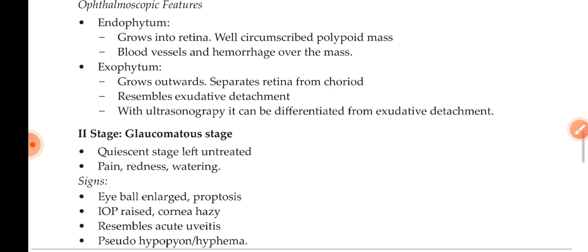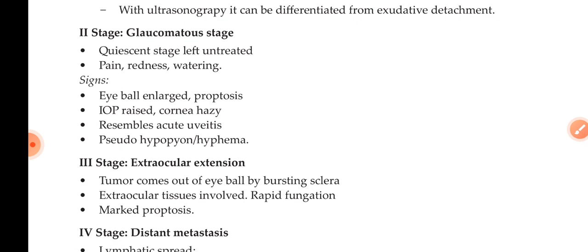Next stage will be the glaucomatous stage. After the quiescent stage, we will get the glaucomatous stage. When the quiescent stage is left untreated, there is pain, redness and watering. Signs: the eyeball is enlarged and proptosis is seen. Intraocular pressure is raised. Cornea looks hazy. It resembles acute uveitis. Pseudohypopyon or hyphema may be seen. Glaucomatous stage means glaucoma-type conditions, the uveitis stage, with increased intraocular pressure.